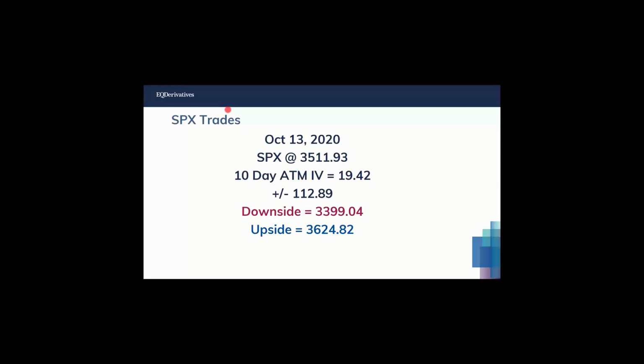So back in October, we got a block trade, and somebody came in with the SPX right there at 35.11, and the at-the-money implied volatility was around 19.42. This translated to an up or downside move of 33.99, which comes very close to 3,400, or an upside move of 36, let's say 25, because that's the strike prices that I'm going to use.